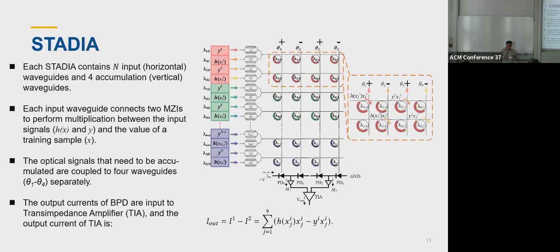Obviously, STADIUM with a large setting of N will provide better parallelism, but will also increase the wavelength requirement, crosstalk, and area size. In our paper, we use STADIUM-N to present STADIUM with N input waveguides.